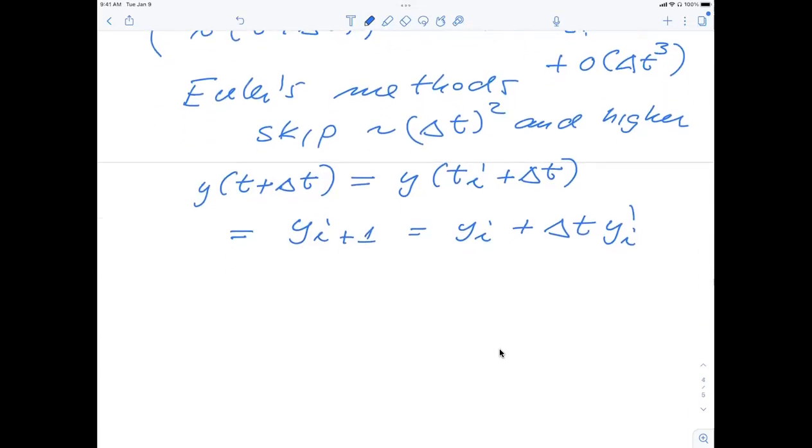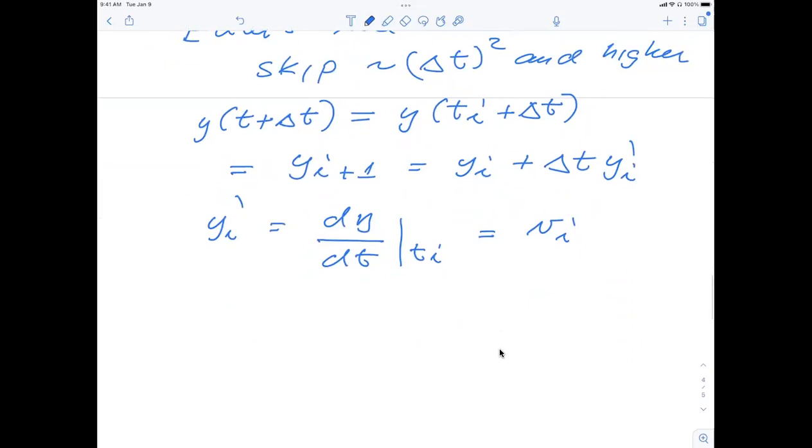That means when we look at this now, we know that y of i, the derivative, is actually dy, so we have an expression for that, evaluated at t_i. And this is a velocity, v of i. So the approximation we have is going to be equal to y of i plus delta t times v of i.